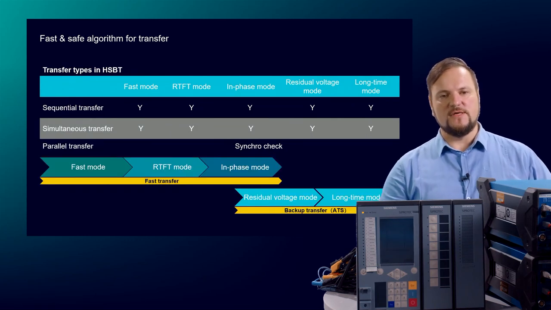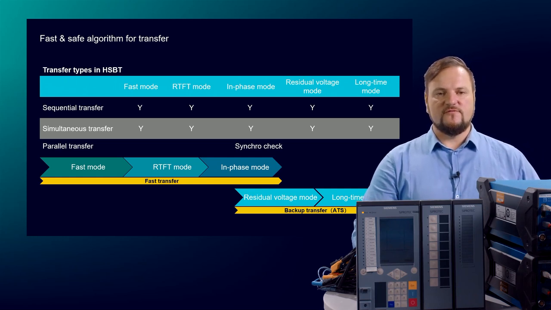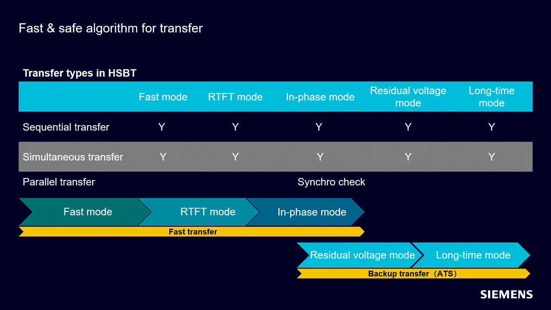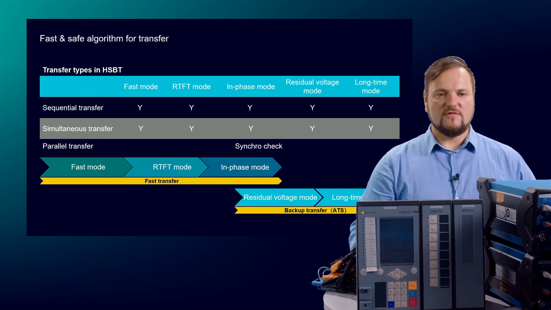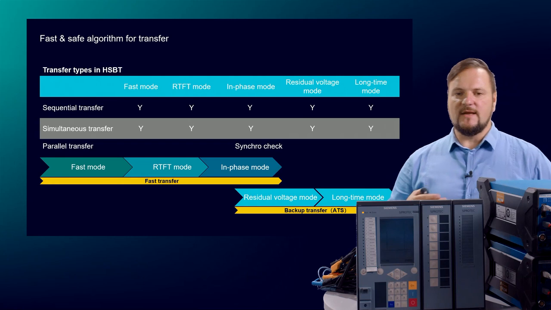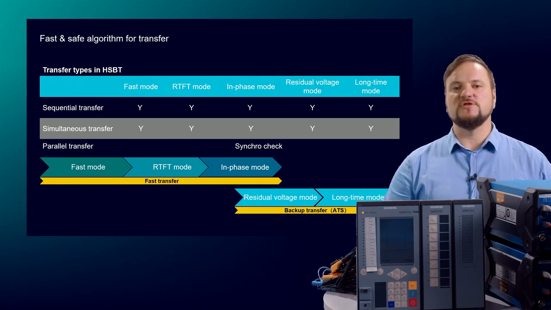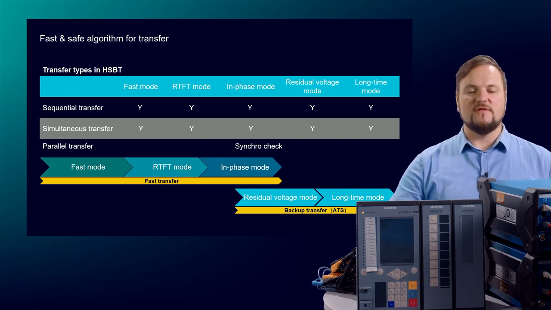And if we have a look here and we talk about fast transfer, fast algorithm, then we see here the different types of simultaneous or sequential modes or the parallel mode. And in all these different switching types like fast mode, real-time fast mode, in-phase mode, and residual or long-time mode, we can enable these modes for the different sequences. And when we talk about fast, then we always talk about fast mode, real-time fast mode, and in-phase mode. And then we have the so-called backup transfer functionalities, which are the residual mode and the long-time mode. Here we talk about seconds instead of milliseconds.